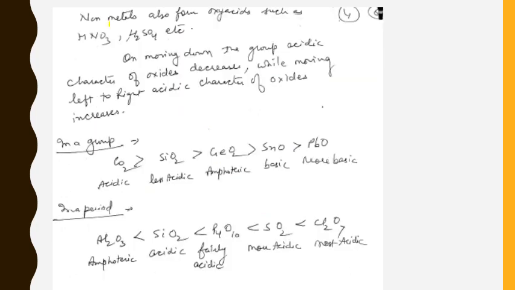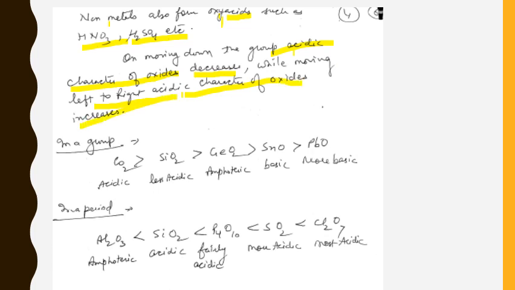Non-metals generally form the oxyacids also. The oxyacids, we can have nitric acid, sulfuric acid. So if we talk about the acidic character of the oxides in a group, it goes on decreasing down the group. And if we move left to right in the period, the acidic character of the oxides goes on increasing.